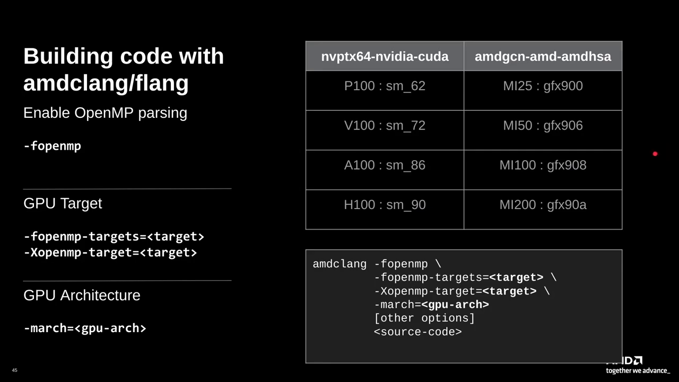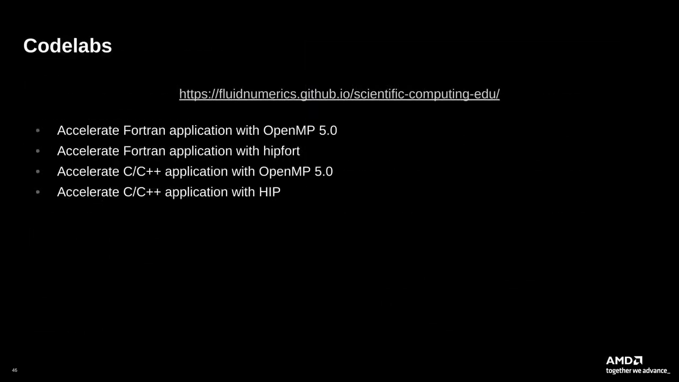So to piece this all together, your compilation, using either AMD Clang or AMD Flang, will have -fopenmp, then -fopenmp-targets equals the target, which again is one of these in the top row. And then you'll have the target architecture, which again is any of these architectures for the AMD GPUs or the NVIDIA GPUs there. You can pass any of your other compiler options and then the path to the source code that you want to compile.